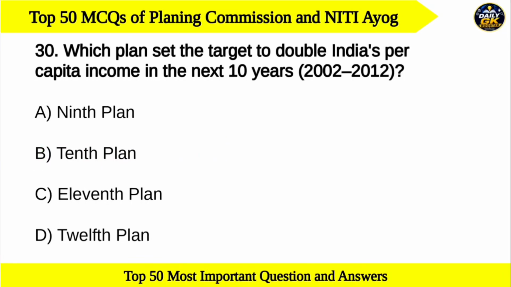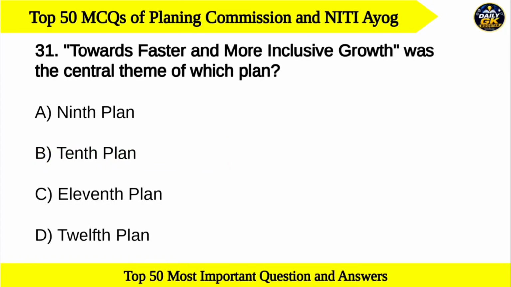Which plan set the target to double India's per capita income in the next 10 years, that is 2002 to 2012? Answer option B, 10th plan. Towards faster and more inclusive growth was the central theme of which plan? Answer option C, 11th plan.